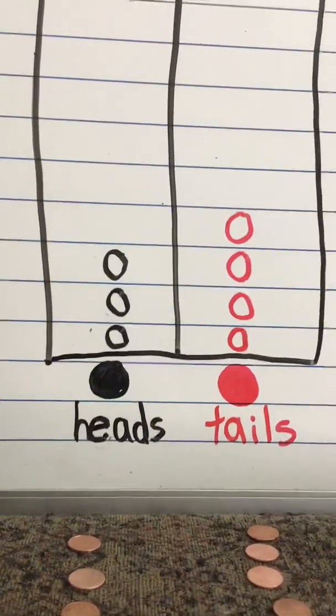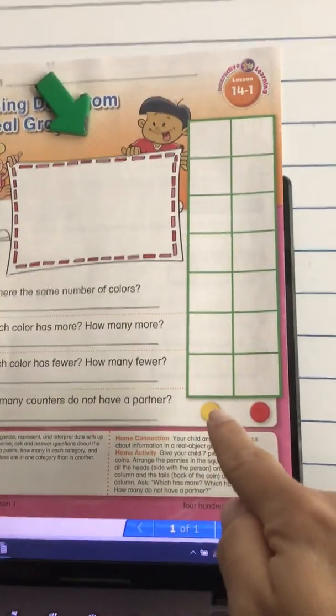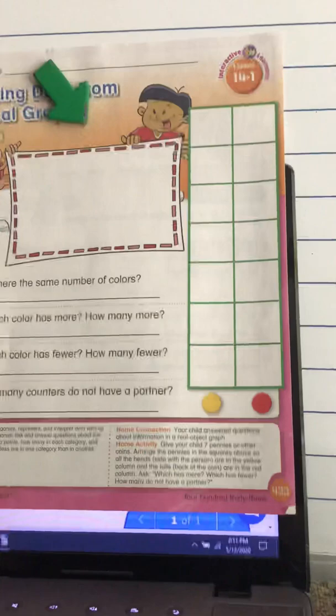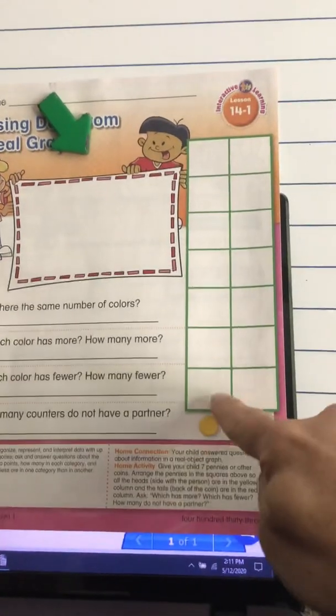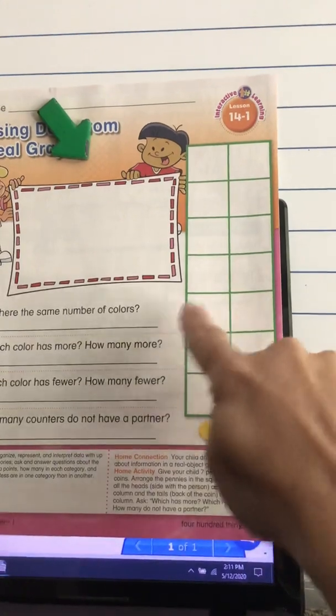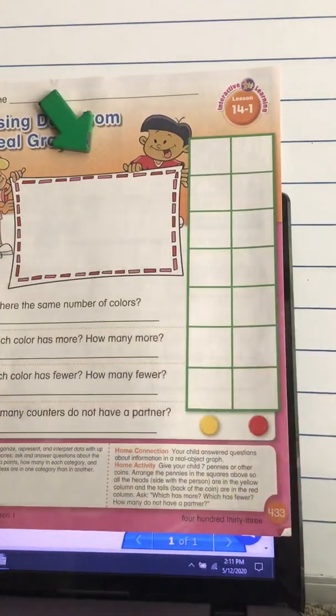All right. You should be doing this on your graph so you can fill in if you have your own coins and you want to fill in the heads and the tails. Or if you want to use mine, I filled in 1, 2, 3 for heads and 1, 2, 3, 4 for tails. Then we can answer the questions.